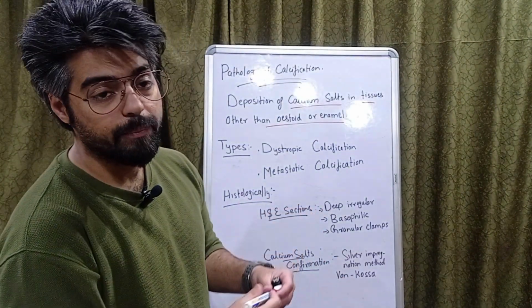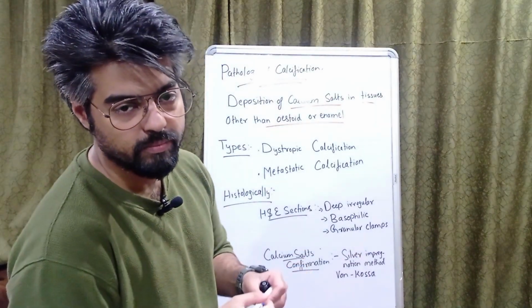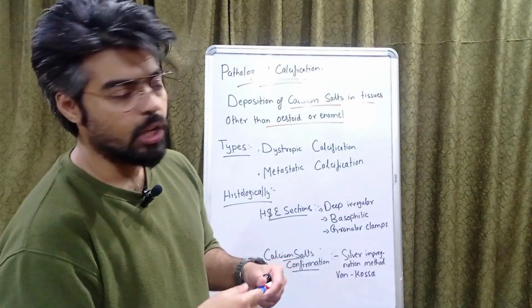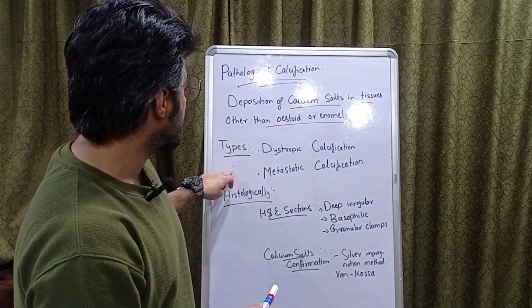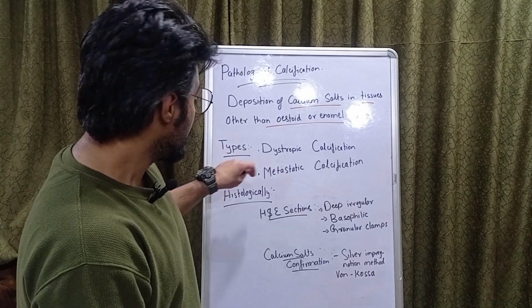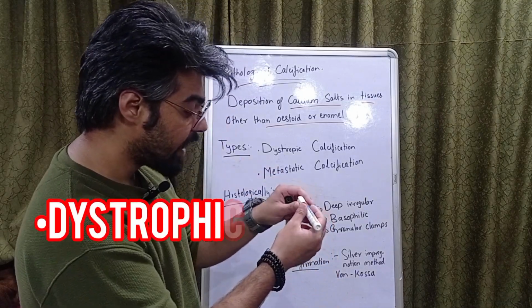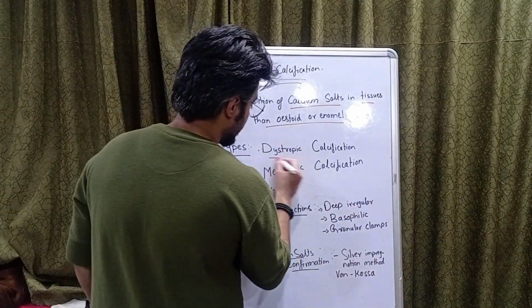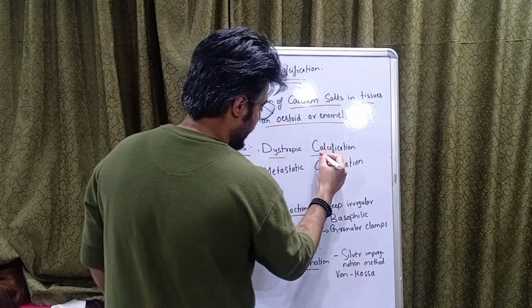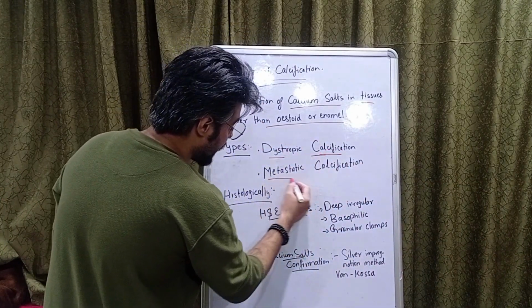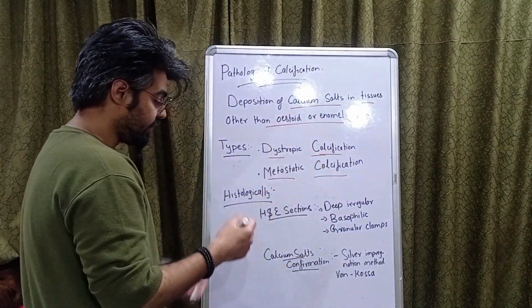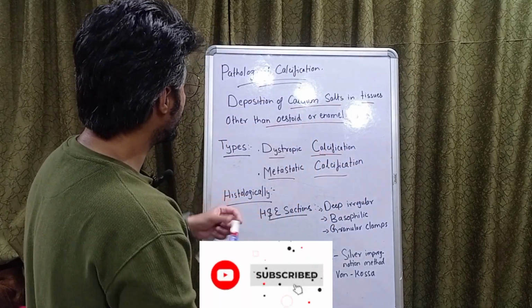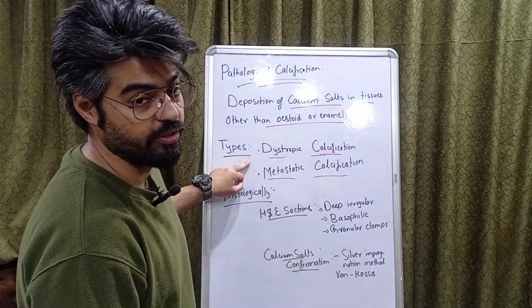Now, coming to the types. There are two types of pathological calcification: the first one is dystrophic calcification, and the other one is metastatic calcification. So these are the two types of pathological calcification.